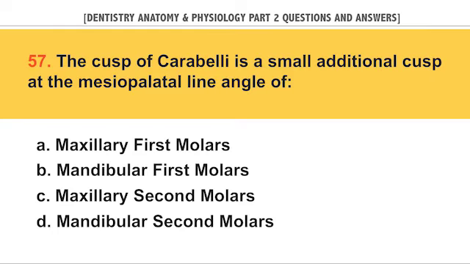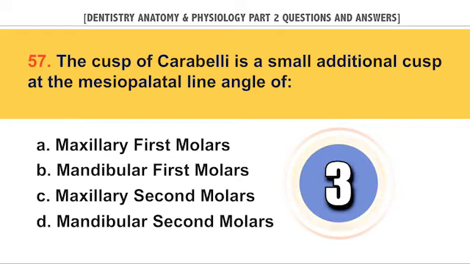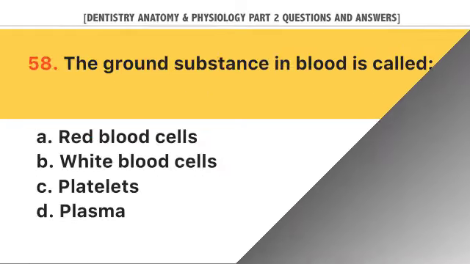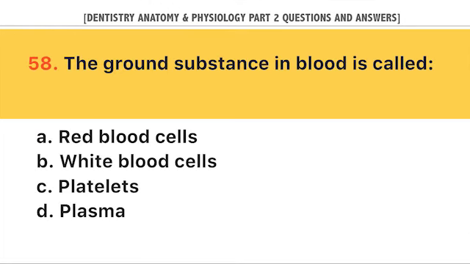A. Maxillary first molars, B. Mandibular first molars, C. Maxillary second molars, D. Mandibular second molars. Answer A. Maxillary first molars. The ground substance in blood is called: A. Red blood cells, B. White blood cells, C. Platelets, D. Plasma.